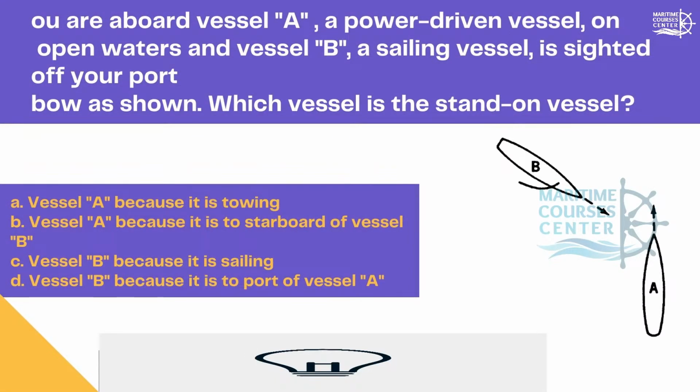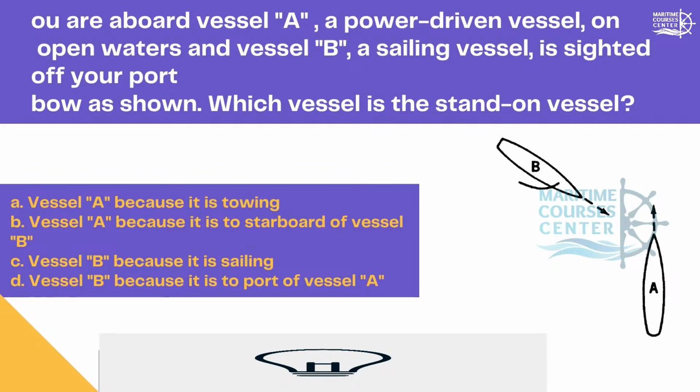You are aboard a vessel A, a power-driven vessel on open water, and vessel B is a sailing vessel. It's sighted off your port bow as shown. Which vessel is going to be the stand-on vessel? We have right now vessel B, and this vessel B is a sailing vessel, and vessel A is a power-driven vessel. So we are on vessel A. So which answer is going to be right?